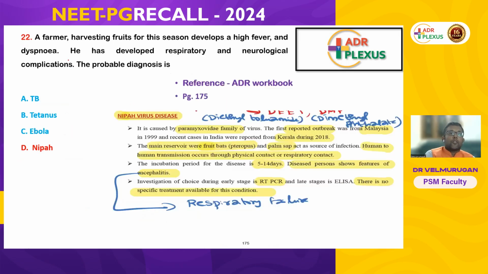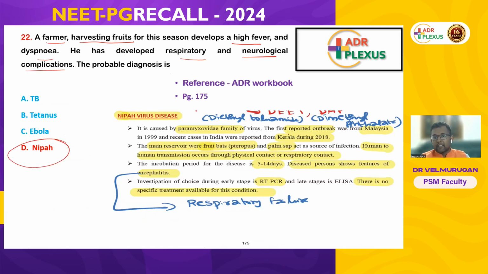So next, an interesting question: a farmer harvesting fruits. We can remember, like in Kerala, it was more common a few years before. Harvesting fruits, like they work in the rubber tree plantations or mainly bananas. He develops high fever, respiratory depression, dyspnea, slowly goes into coma, neurological complications. It is typical of Nipah virus disease.